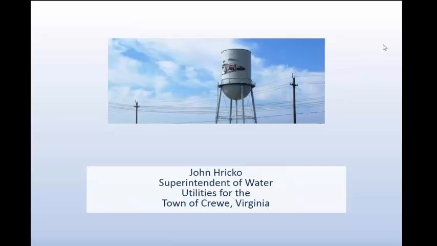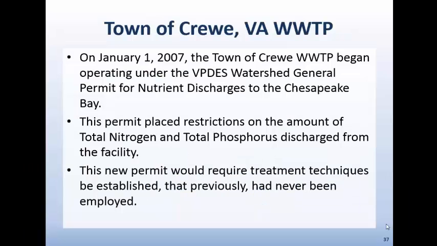You know, our story covers several years, from our initial attempts to see if it was something that we could do to finally gaining consistent control of the numbers. On January 1st, 2007, the town of Crewe wastewater treatment plant began operating under the Virginia Pollution Discharge Elimination System permit, the watershed general permit, for nutrient discharges to the Chesapeake Bay watershed.